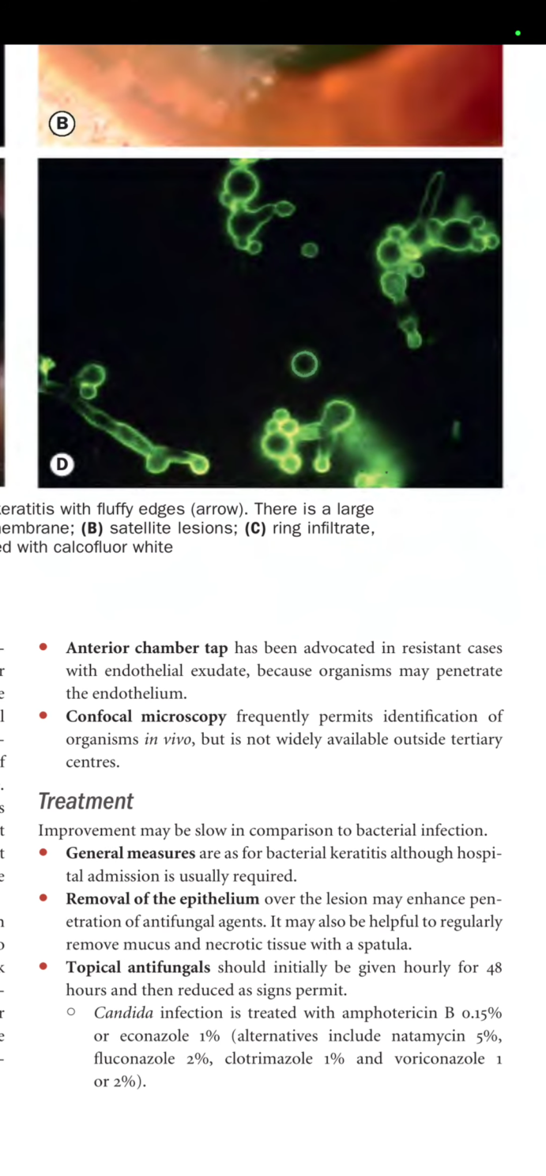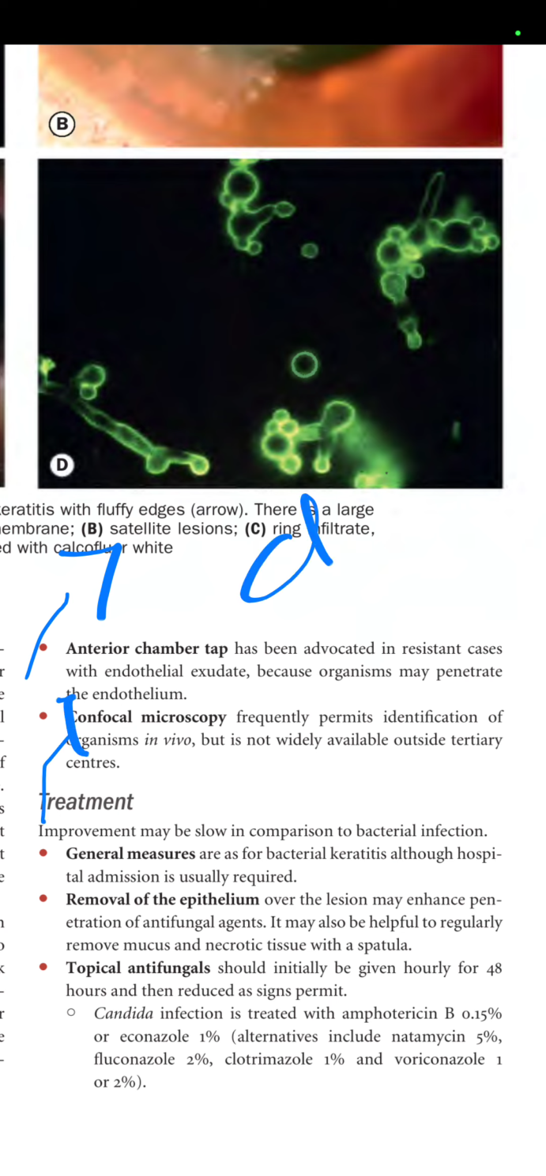Anterior chamber tap can also be considered in resistant cases with endothelial exudate, because the organism may penetrate the endothelium. Confocal microscopy frequently permits identification of the organism in vivo, but is not widely available outside tertiary centers. So we just have to remember the names of these. These are not very clinically used investigations.